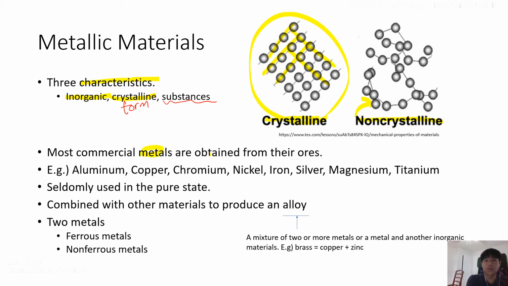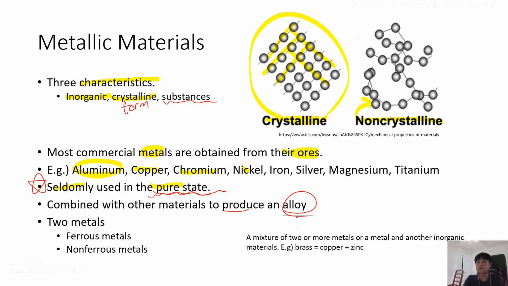Most commercial metals are obtained from their ores. For example, aluminum comes from aluminum ore, which we call alumina. And copper, chromium, nickel, all metals come from their ores. And they are seldom used in their pure state. That's the important part. I will further explain why we do not use the material in its pure state. It's very important. They are combined with other materials to produce alloy, because we can't use the pure state, that's why we mix in lots of other things.